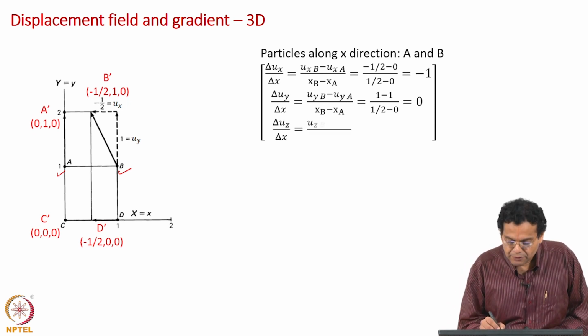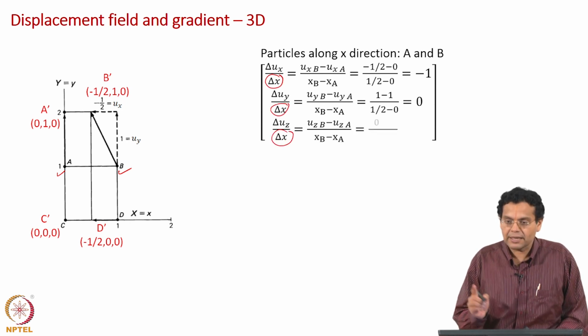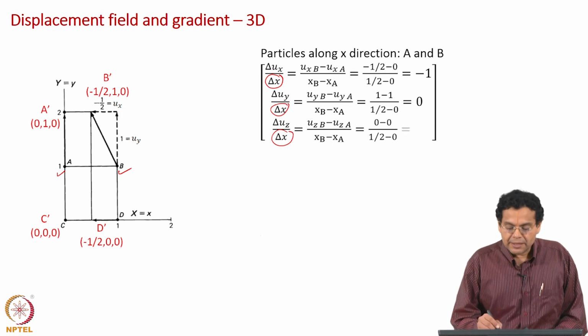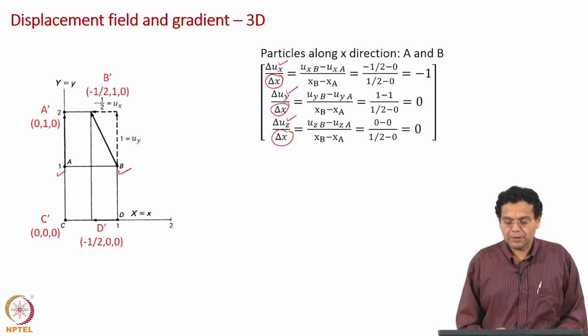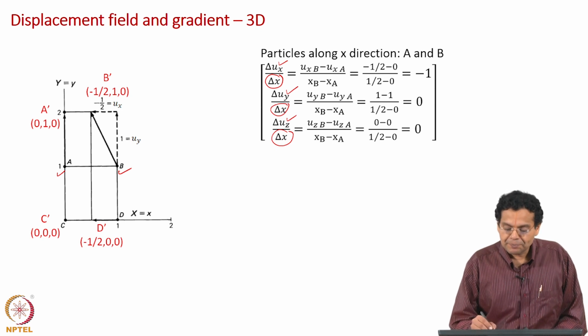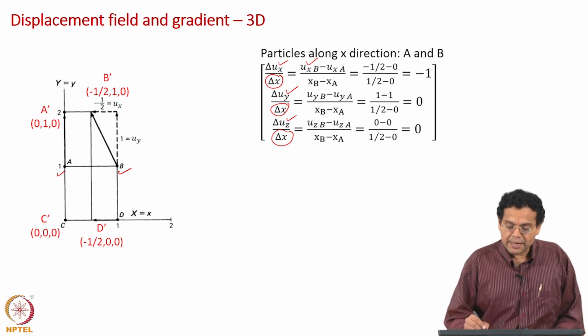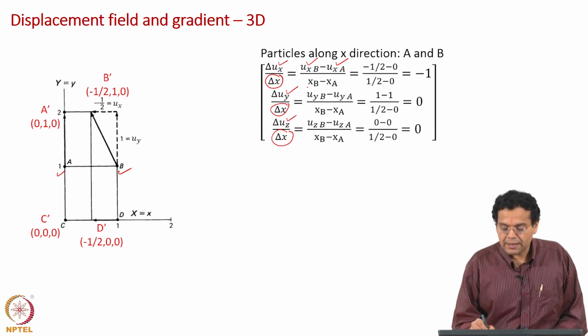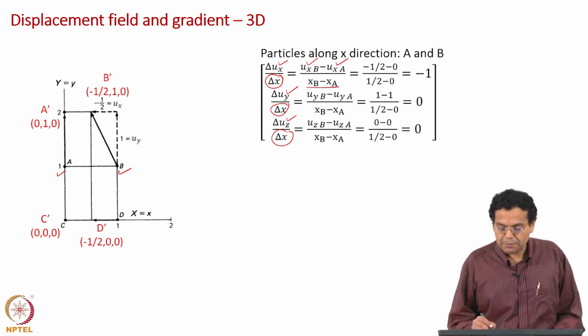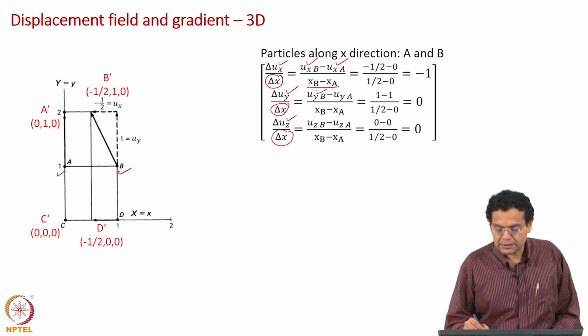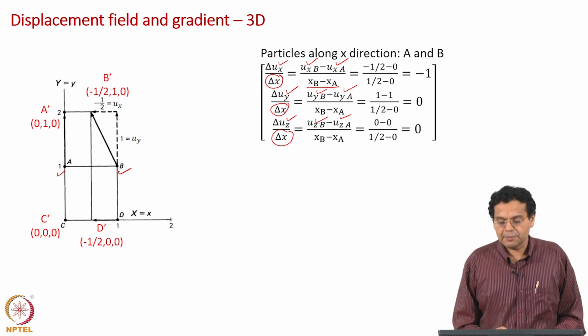Okay. So, if you look at the denominator, it is always delta x, because we are considering particles along x axis. Numerator, difference in their x displacement, y displacement, z displacement. Okay. Now, how do you write difference in x displacement? Because we are considering particles A and B, x displacement of B minus x displacement of A divided by the x b minus x a. For the case of y displacement of B minus y displacement of A, denominator is same, z displacement of B, z displacement of A divided by x b minus x a.